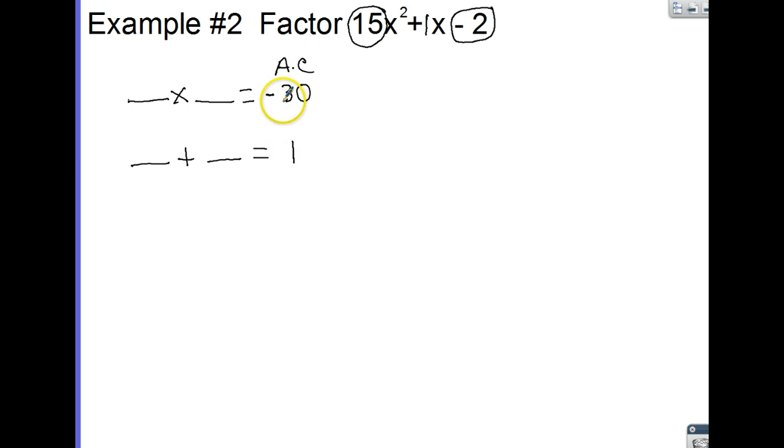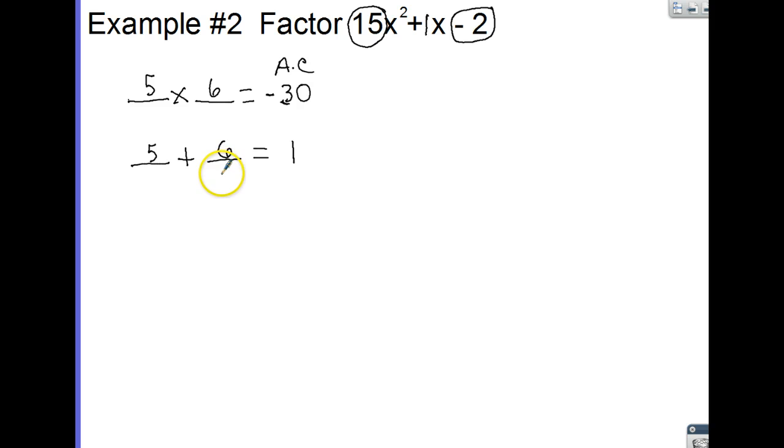So thinking about numbers that multiply to be 30, that subtract to be 1, it's going to be 5 and 6. So I'll put 5 and 6 in here. And I'm going to have to put a negative on one of these numbers. Now, if I look at the multiplication problem, the negative 5 times positive 6 is negative 30, or positive 5 times negative 6 is negative 30.